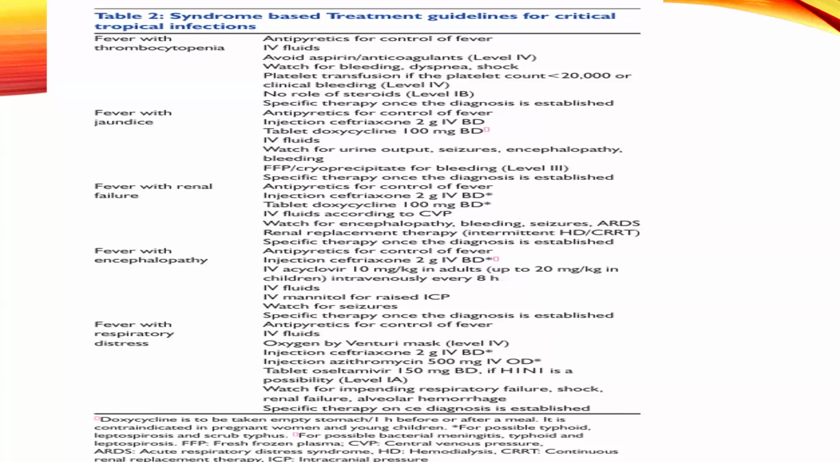The fever with encephalopathy, then, as I mentioned before, consider LP, and if the patient is showing the signs of raised ICP, then start the measures like mannitol and 3% saline. Then, if it is a fever with the ARDS, then give the lung support. If the patient is not ventilated, then start the oxygenation by Venturi mask or NIV.